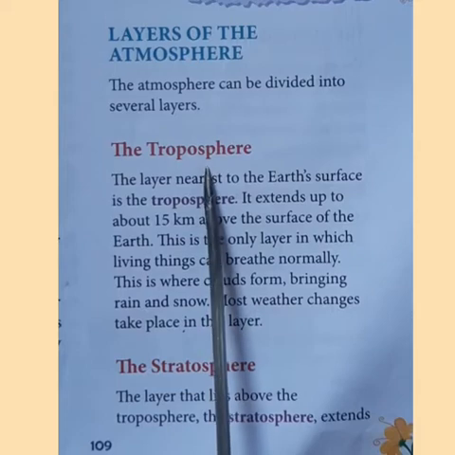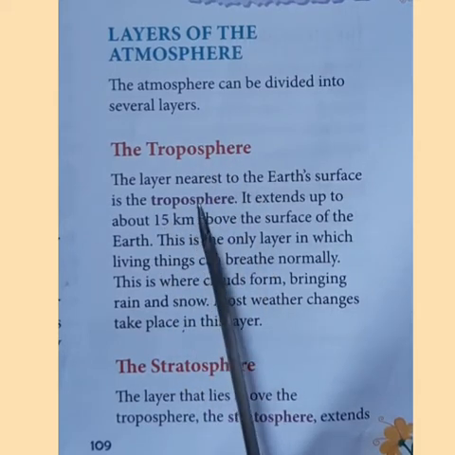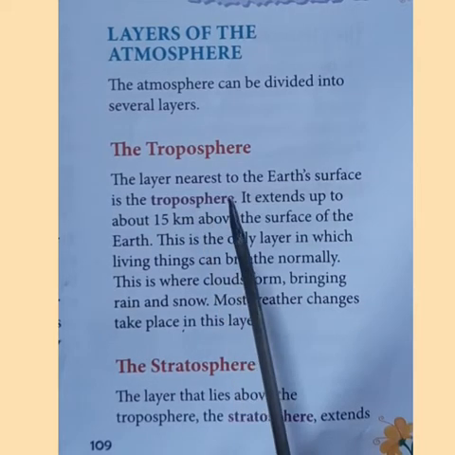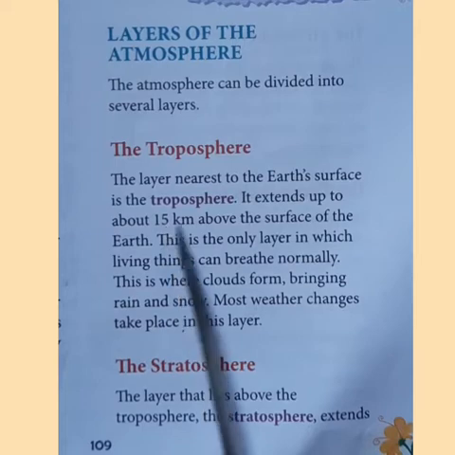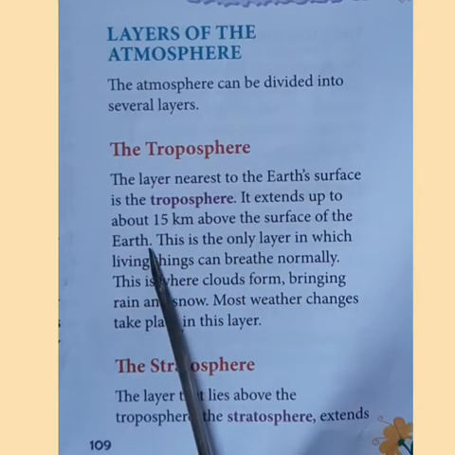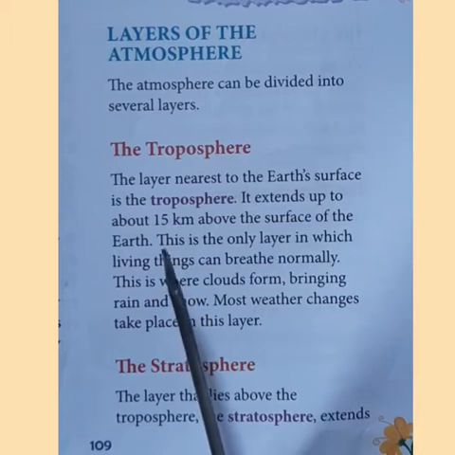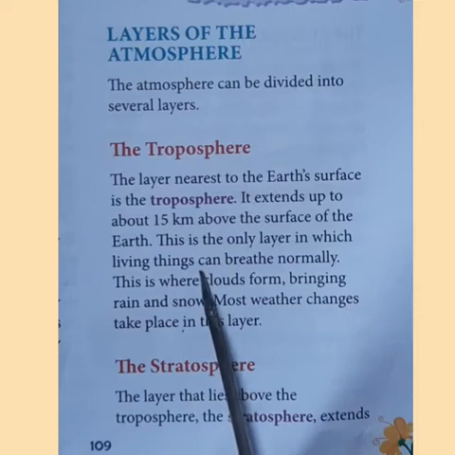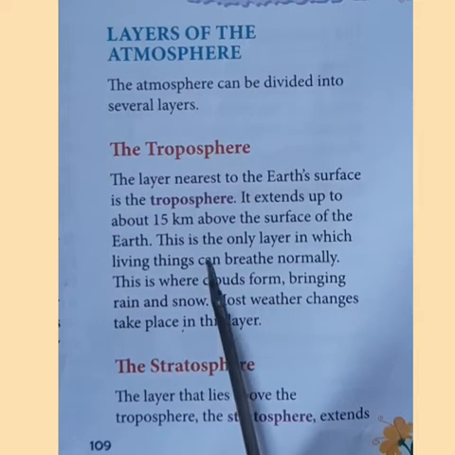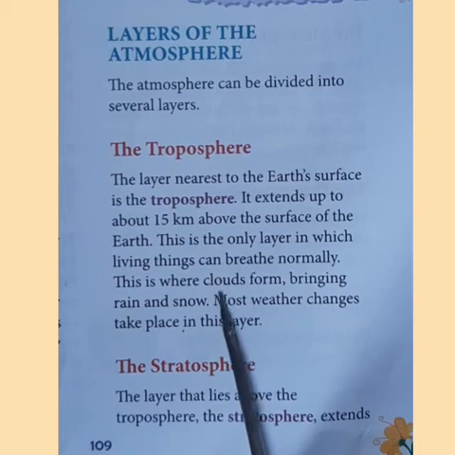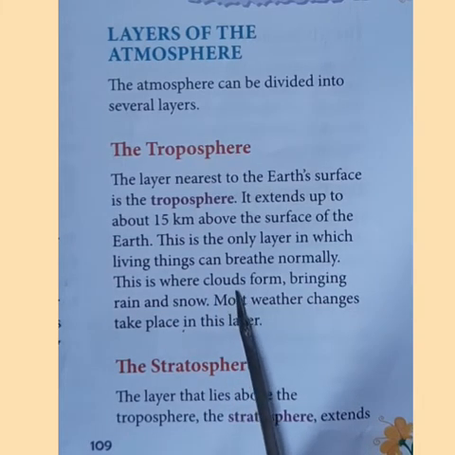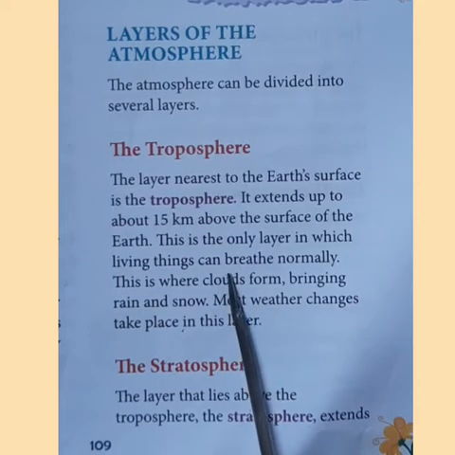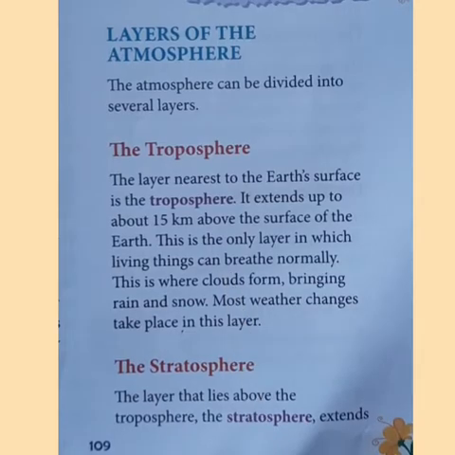The troposphere. The layer that is nearest to the Earth's surface is the troposphere, and its thickness is about 15 kilometers above the surface of the Earth. And this is the only layer in which the living organisms or the living things can breathe normally because there is oxygen. In this layer, we can see the cloud formation, rain and snow. And most of the weather changes take place in this layer only.